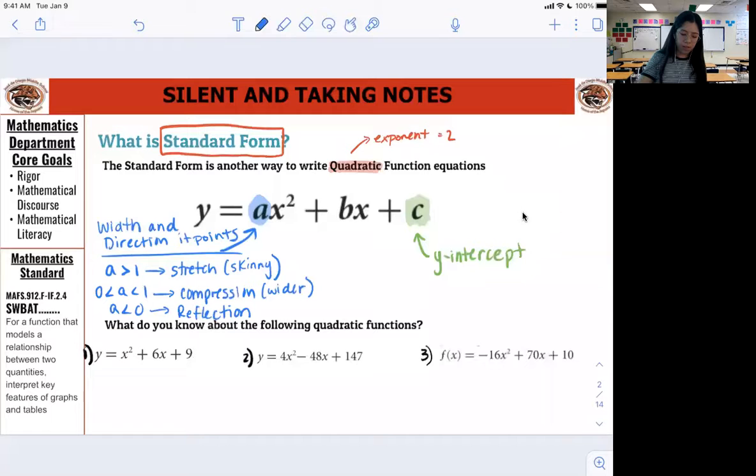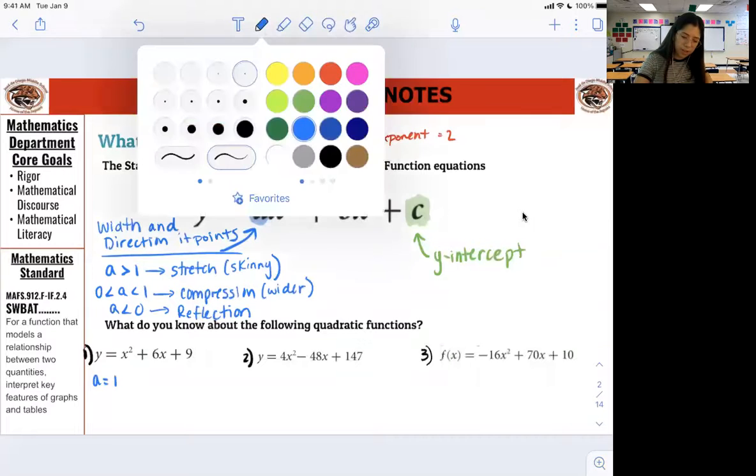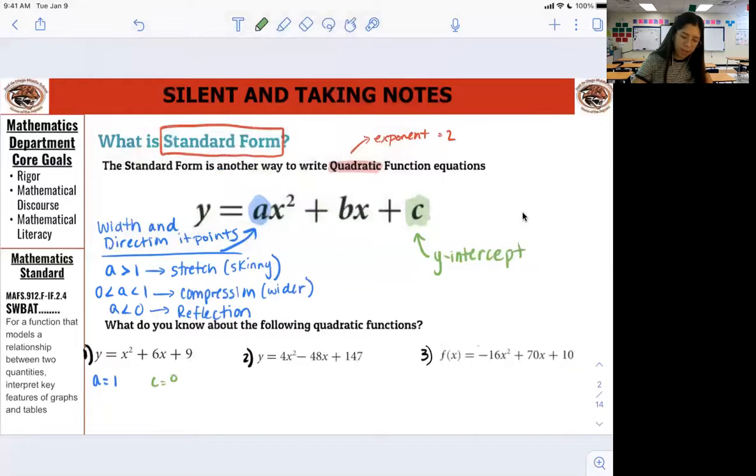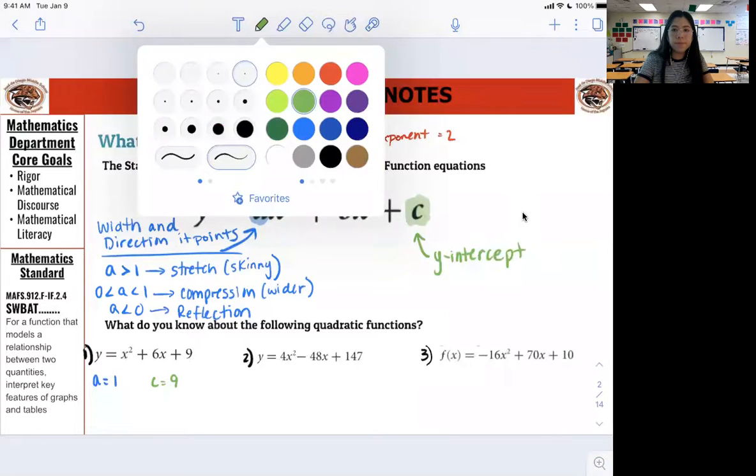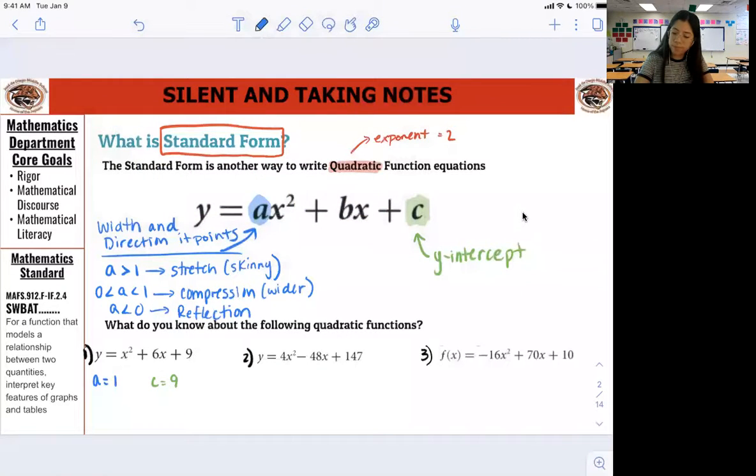I know that A, what's the value of, what's my leading coefficient? 1. C is 9. So what are the 2 things I know about this function? The y-intercept is 9. I don't know anything about the vertex. I don't know a single thing about the vertex. All I know is that the y-intercept is 9.